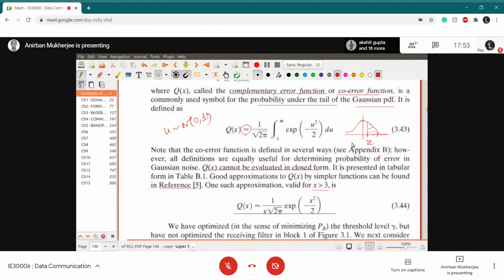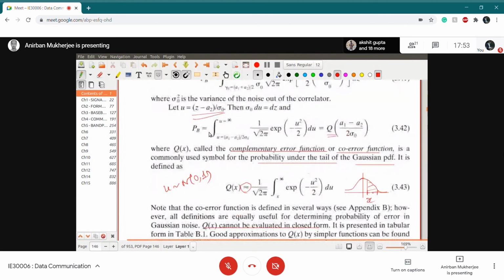From that Q(x), basically your probability of bit error is Q of (A1 minus A2) by 2 sigma 0. That means I have a Gaussian like this, and this is your (A1 minus A2) by 2 sigma 0.